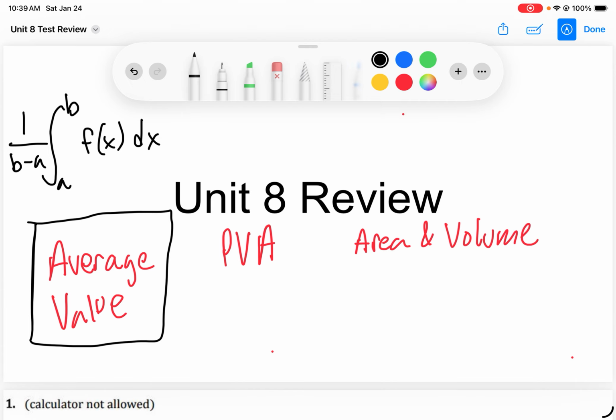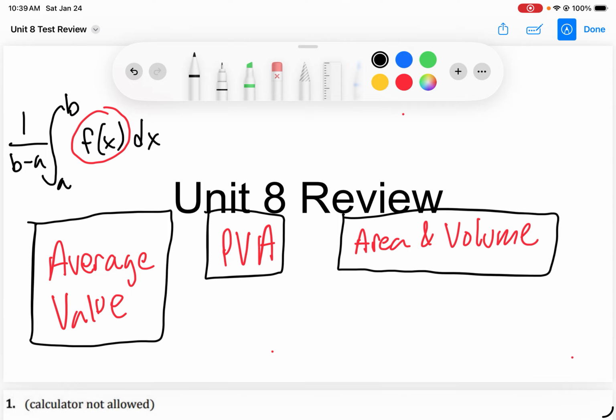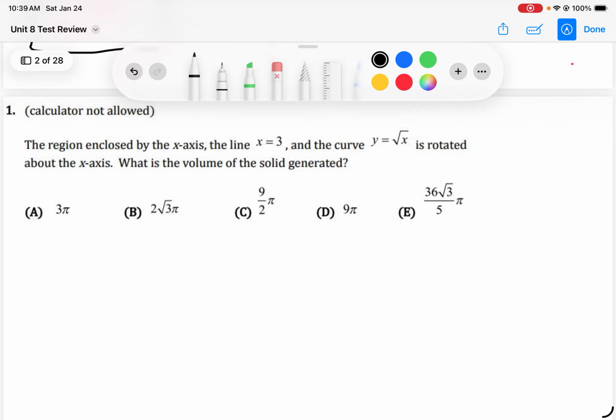It's just the average of whatever this function is all about. Then we talked about position, velocity, and acceleration with integrals. So you'd have total distance traveled, all that stuff. These first couple videos are talking about areas and volume. So let's go and just get into it.